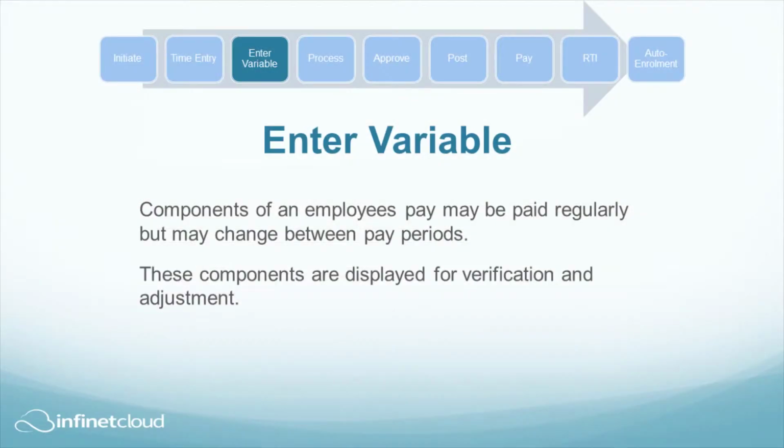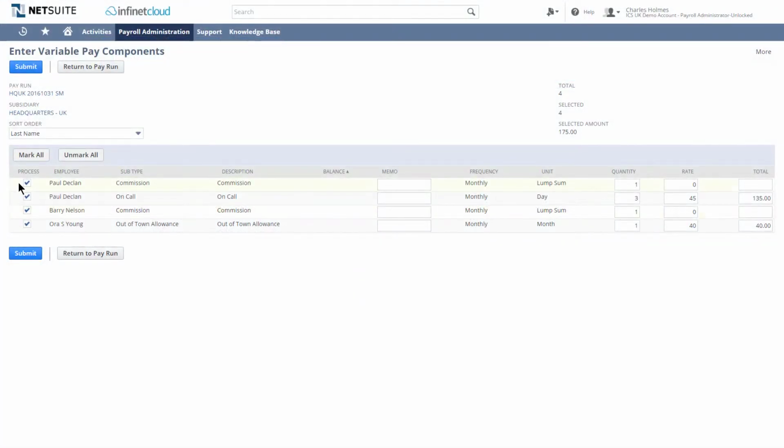In this third stage, we can enter variable, where regular payments that have a variable value will get called out for submission. In this example, we can see a number of employees that have pay components of this type configured, but only some should be submitted once they have been reviewed and verified. They can also include deductions, salary sacrifices, and other impacts on the payslip.